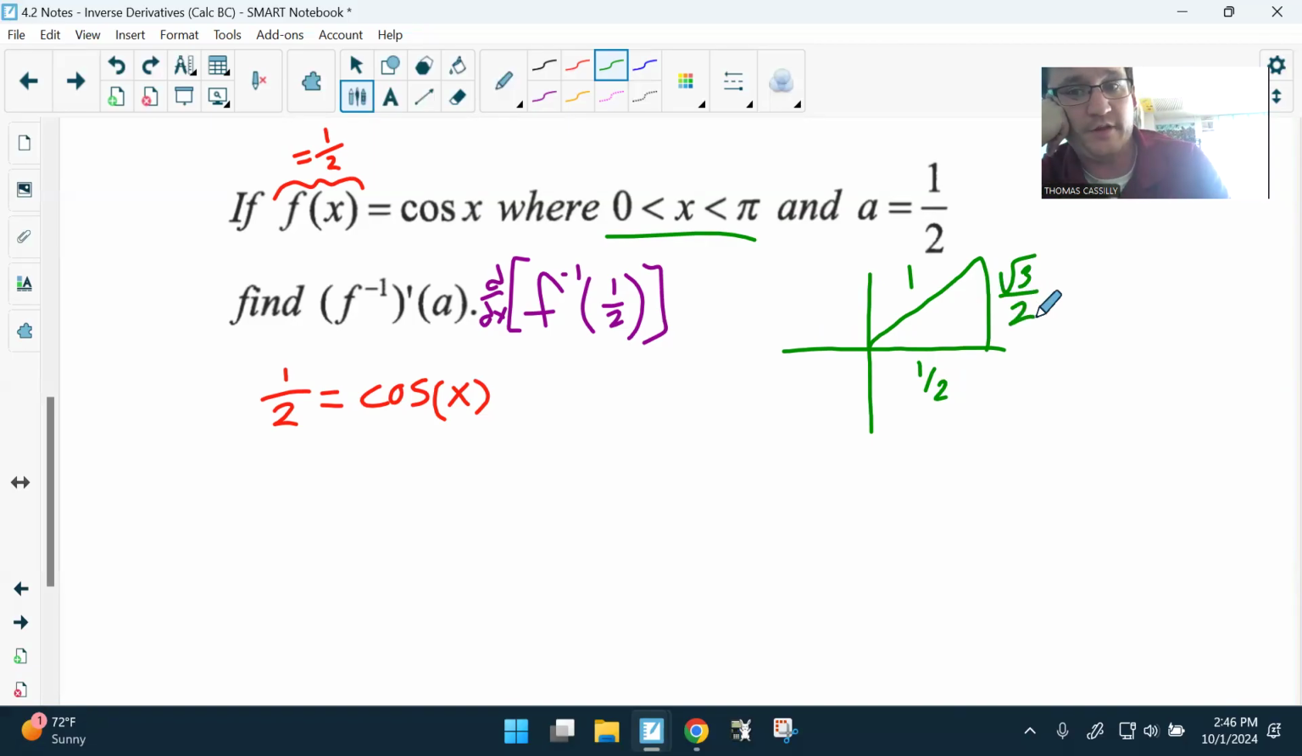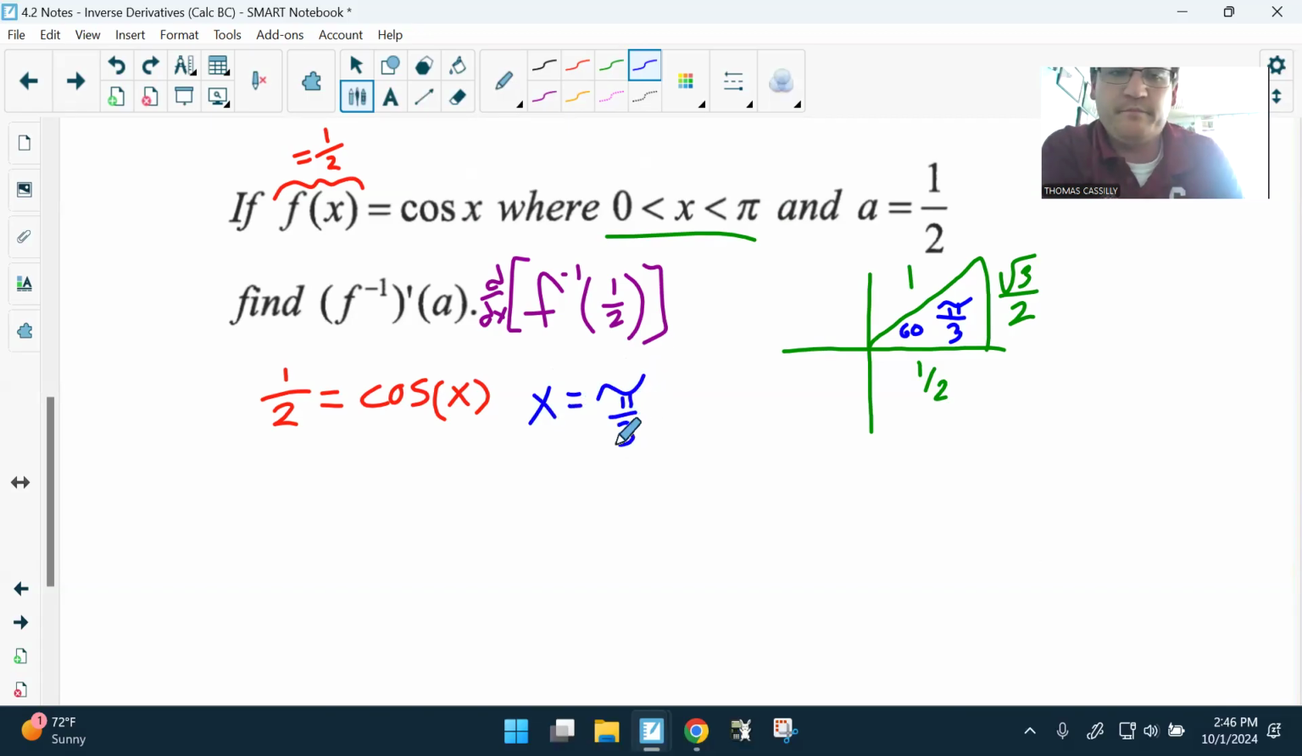All right, so what angle is this one? This should be a 60-degree angle, but AP only ever uses radians, so let's go ahead and call this pi over 3. All right, so we know x must be equal to pi over 3. And that is useful.